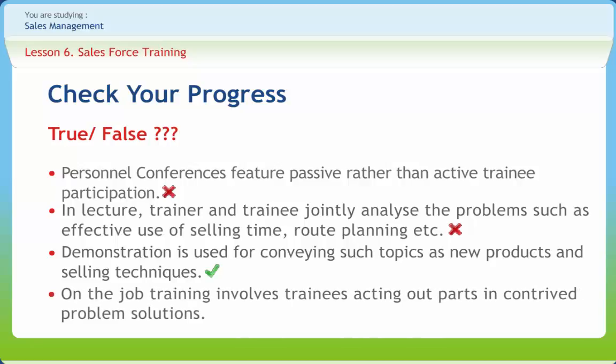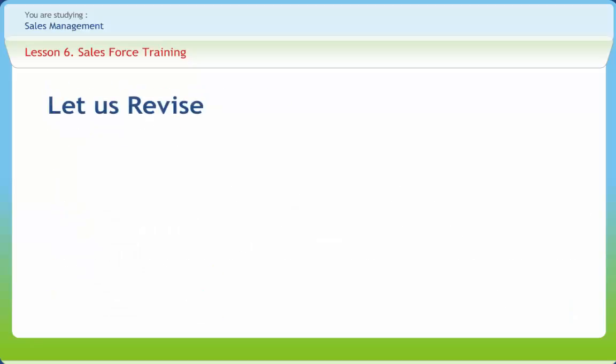On-the-job training involves trainees acting out parts in contrived problem solutions. True or false? Please click. False. Before we end, let us briefly revise what we have studied till so far.